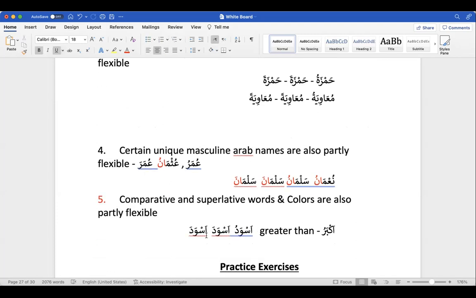Then we have comparative and superlative words. They're also partly flexible. What does comparative and superlative mean? Comparative is like, in English, for example, bigger, taller, correct? These are all comparative words. Superlative means like best, right? Most beautiful. So if you see Akbaru in Allah Akbar, Akbaru is a comparative degree.